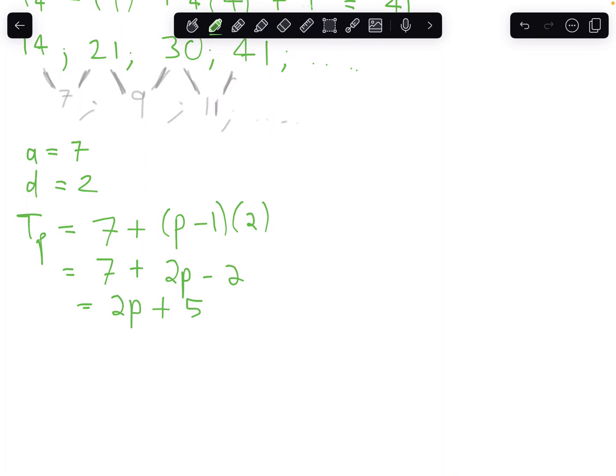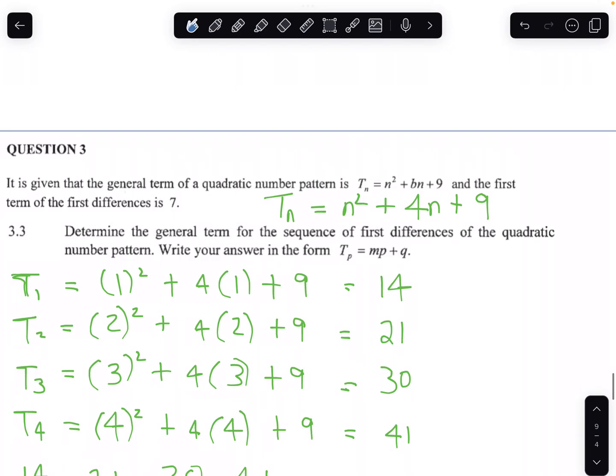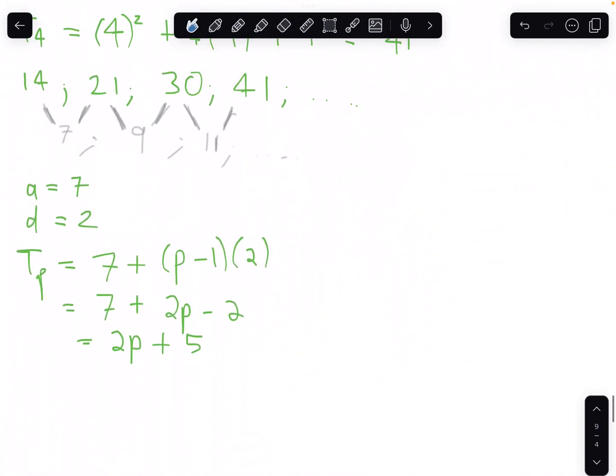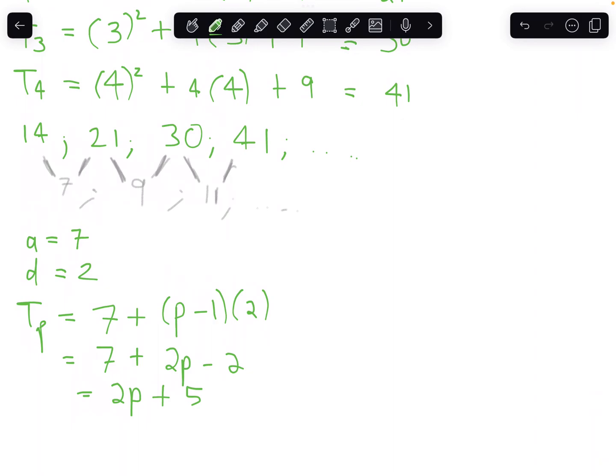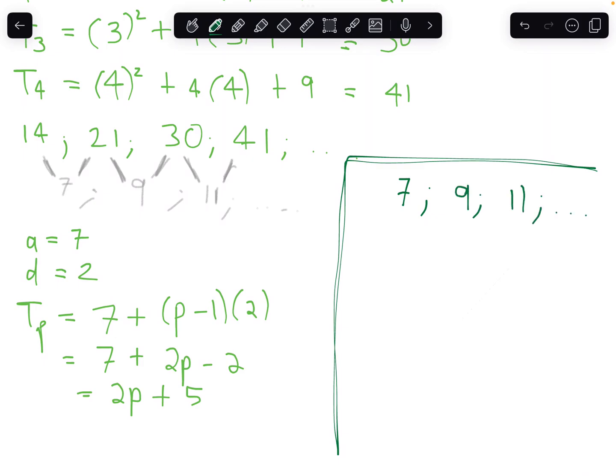Right, so that would be the formula for that sequence. Another way that you can look at it is for your arithmetic series, right? 7, 9, 11. Okay, so you can see that each time, to go from one term to the next, you're adding 2. So this sequence is actually related to the sequence of the multiples of 2, right?